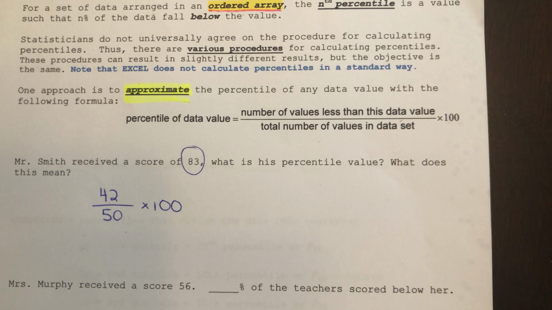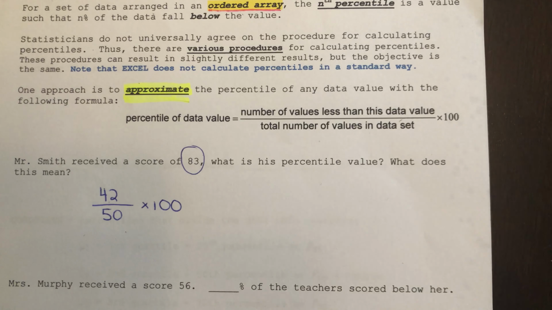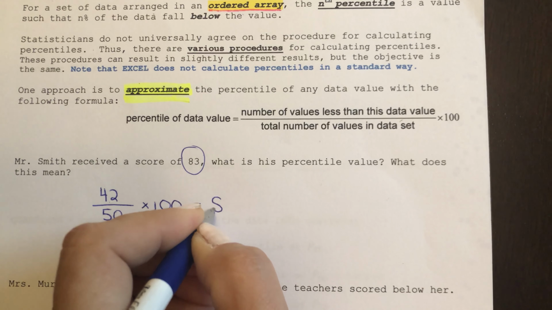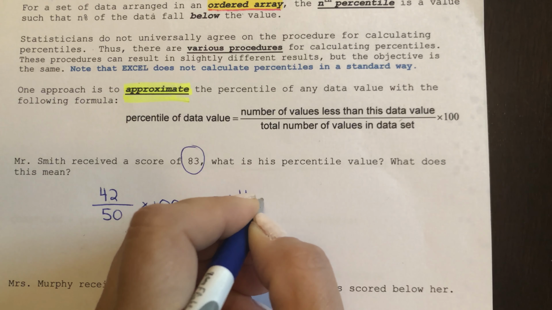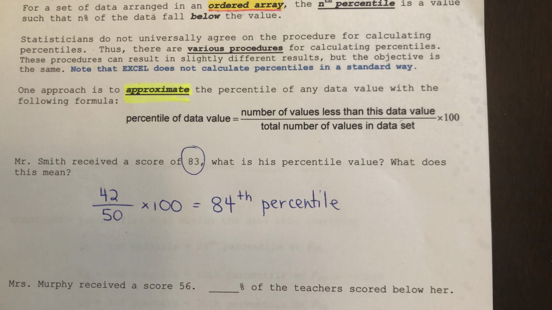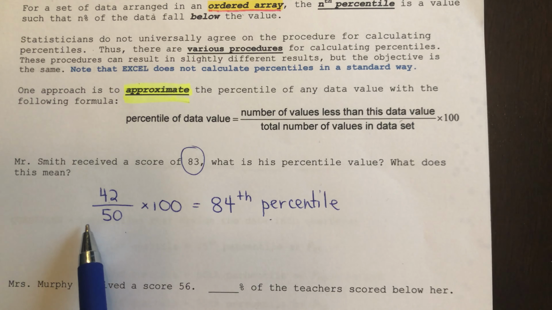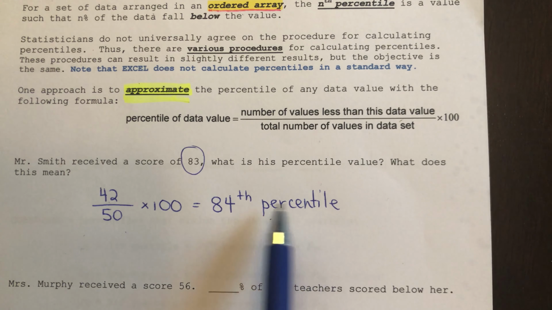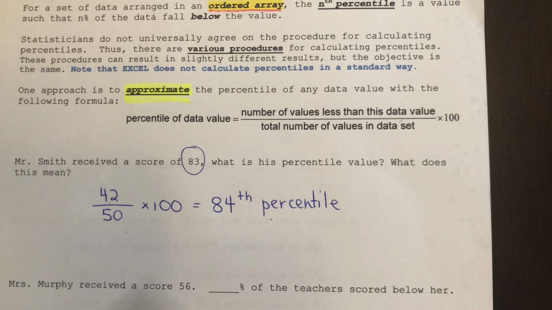So let's do that. 42 divided by 50, I'm doing this on my calculator, times 100. That makes him the 84th percentile, meaning that 84% of the scores are below his score. So 84% of those teachers scored below an 83. He is the 84th percentile.